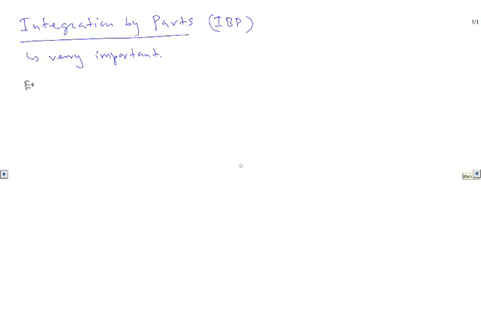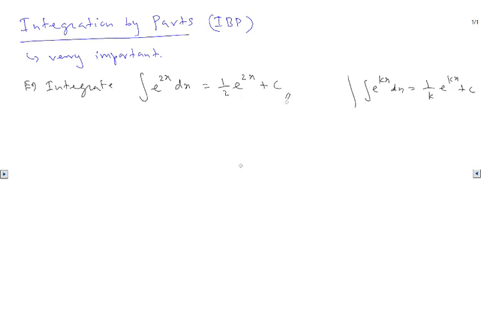Let's say, for example, integrate e to the 2x dx. This is very easy to integrate. Remember, we had a formula. What the formula says is, if we have e to the kx dx, the integral is 1 over k e to the kx plus c. So you simply divide by k. According to that formula, this is simply 1/2 e to the 2x plus c. Okay, so that means we can do it.